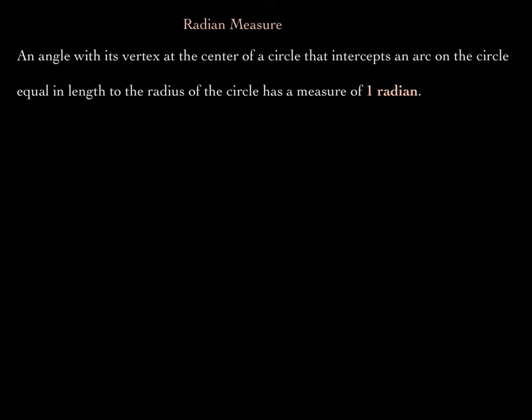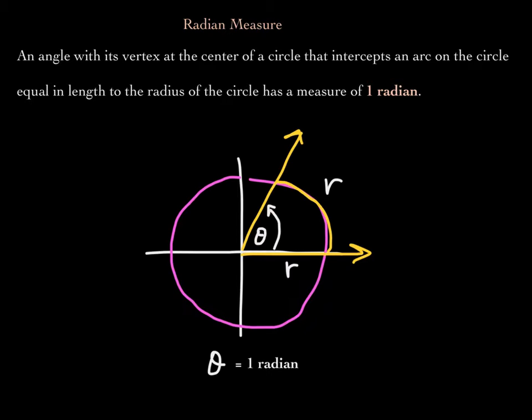An angle with its vertex at the center of a circle that intercepts an arc on the circle equal in length to the radius of the circle has a measure of 1 radian. Let's draw a picture that represents these words. So here we have drawn an angle. Notice the vertex of this angle is at the center of a circle, and it's intercepting an arc. Here's the arc that the angle intercepts.